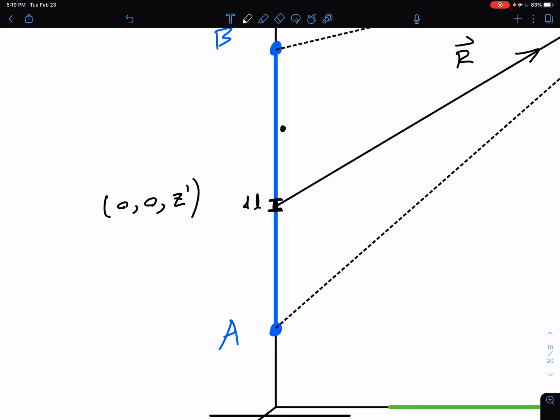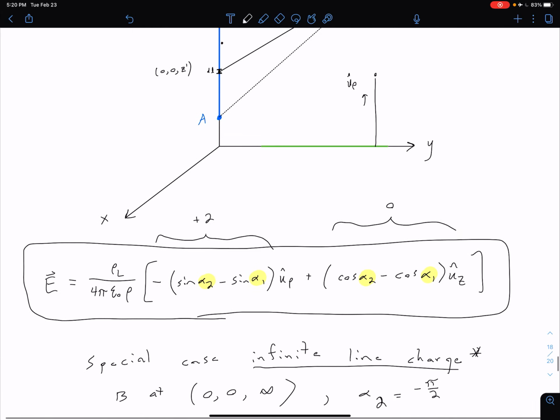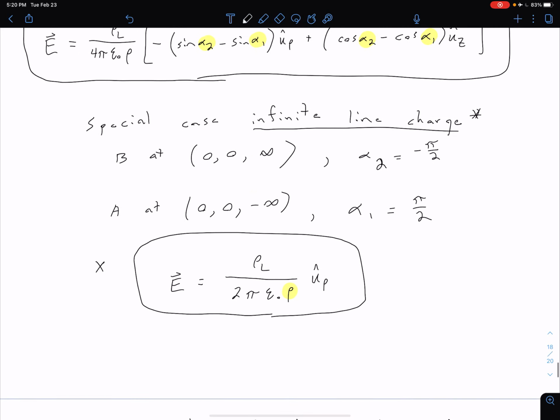And so again, maybe for some particular application, this line distance is on the order of kilometers, and our distance from the line is on the order of meters. So there are certain situations where instead of using this more complicated equation, we can just approximate an infinite line charge. And again, it's not going to be as accurate, but it's going to be a lot easier to evaluate.